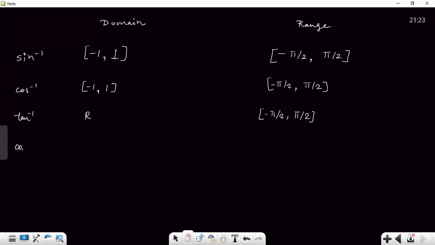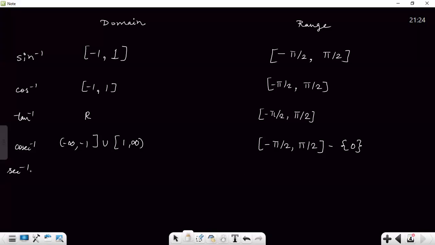For cosec inverse of x, the domain is -infinity to -1, where -1 is included, and then from +1 to plus infinity. The values between -1 and +1 are excluded, and the range is -π/2 to π/2, excluding the element 0.